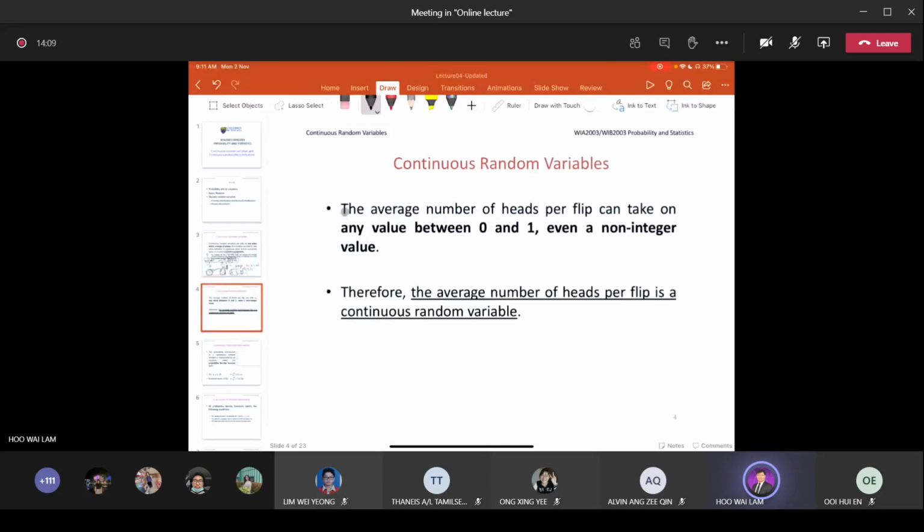So this one is a general statement over here. The average number of heads per flips can take on any value between 0 and 1, even a non-integer value, and therefore it becomes a continuous random variable. This one is just a further explanation, just to make sure that you are very clear on this part.